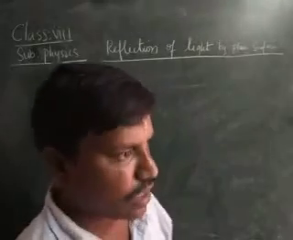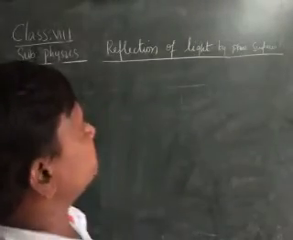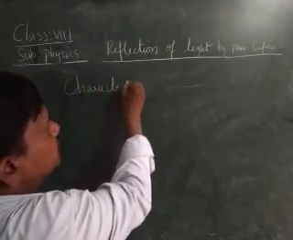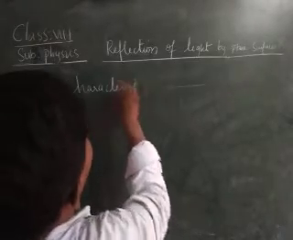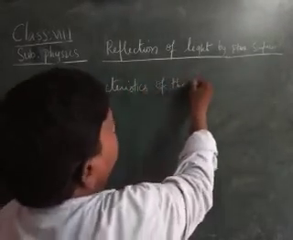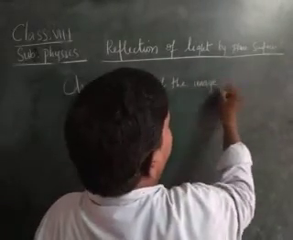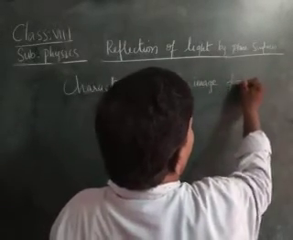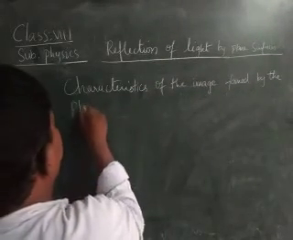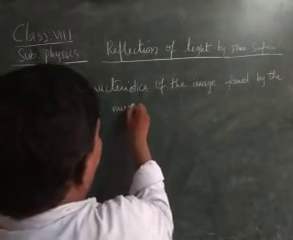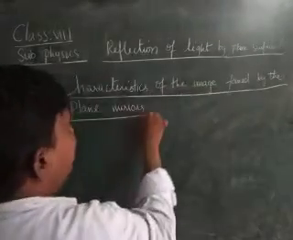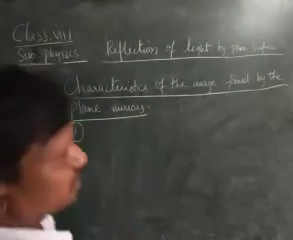In the last class, we learned about the characteristics of the image formed by the plane mirrors. Normally we learned that there are 5 characteristics of the image formed by the plane mirrors.